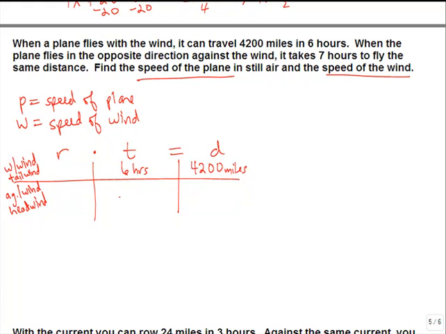When it goes in the opposite direction against the wind, it takes 7 hours to fly the same distance. So this distance will still be 4,200. Now think about what the rates would be.